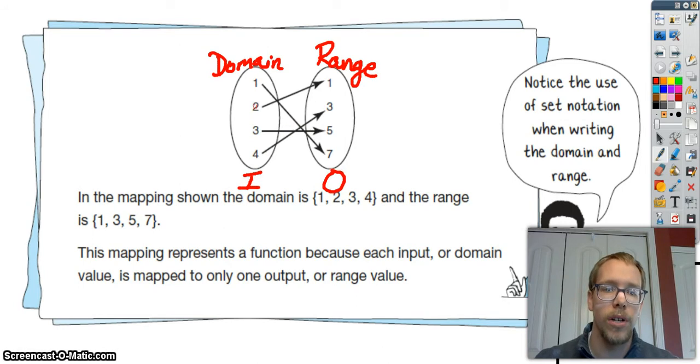Notice the domain is 1, 2, 3, and 4 written in set notation here. Notice we have the range of 1, 3, 5, and 7, again written in set notation there. This mapping represents a function because each input has one and only one output. Each input is associated with only one number over here in the output column. So the domain values have one and only one range value associated with them.